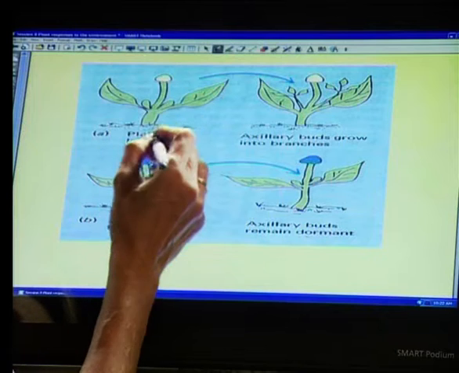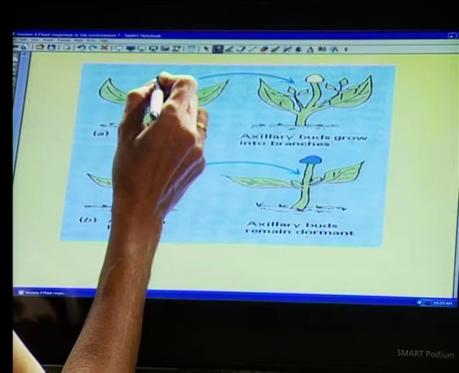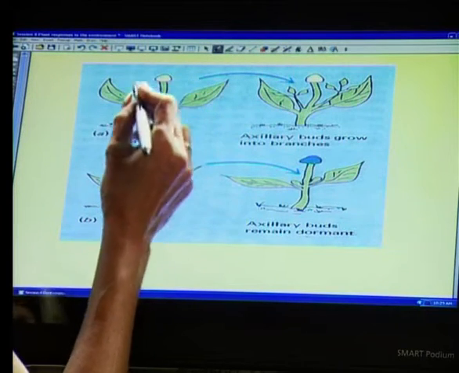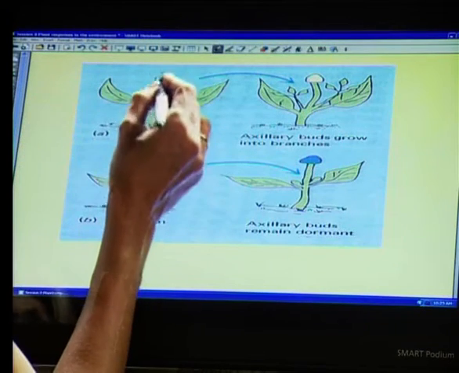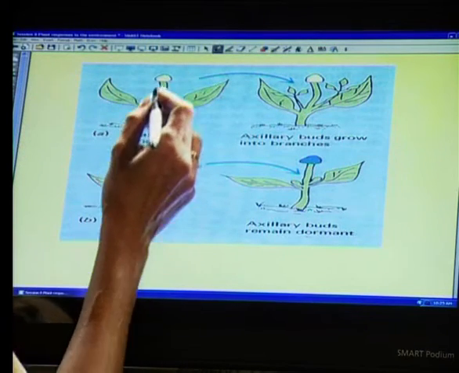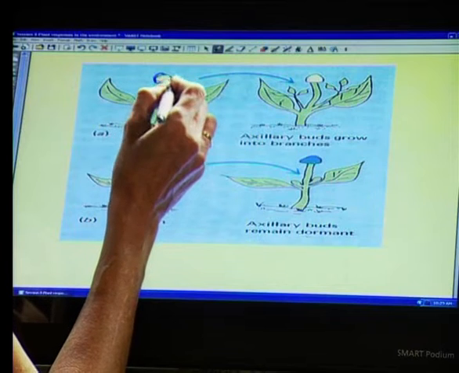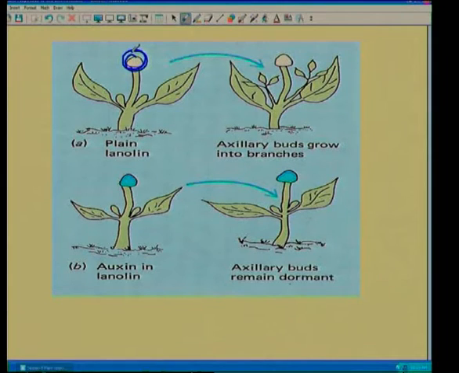If you look at this plant, what they did was they covered the tip with plain lanolin, which is like a form of Vaseline. It's something that will inhibit, it will stop it. The minute you stop that tip from growing, what are you going to end up with? You end up with your auxiliary, which means sides or extras. Your auxiliary buds grow into side branches. You see that? So there they've grown into side branches.